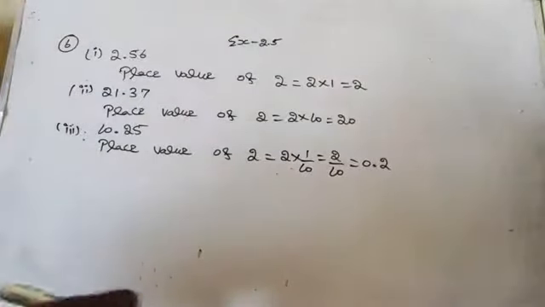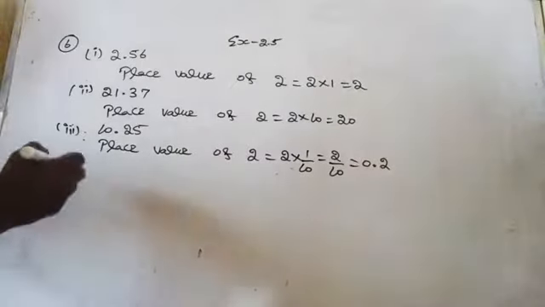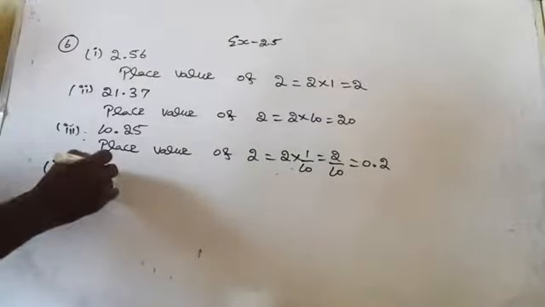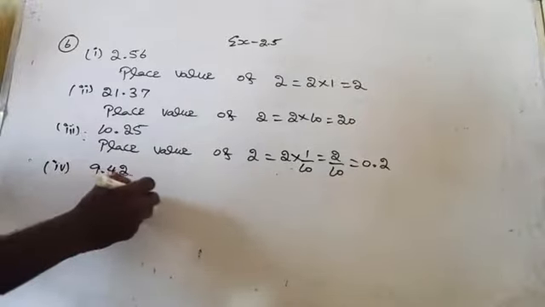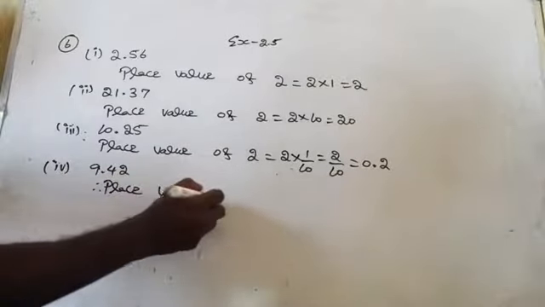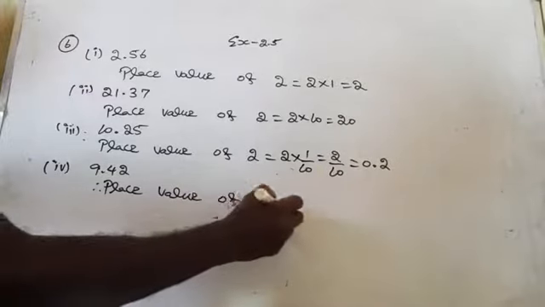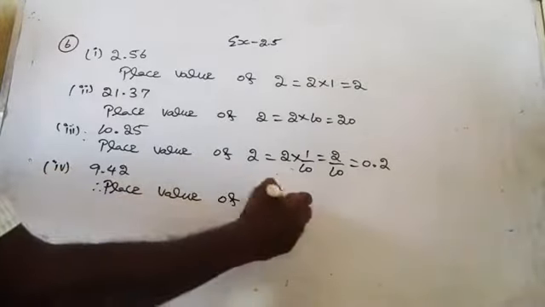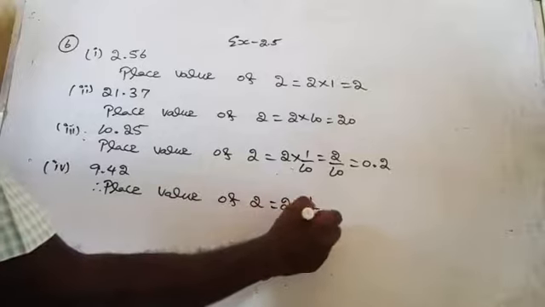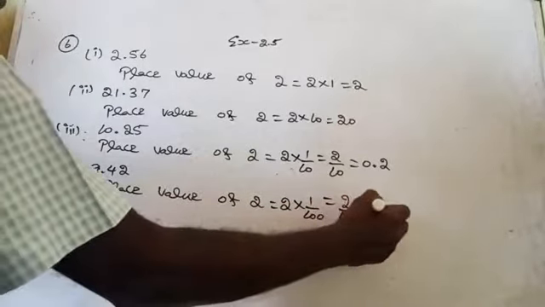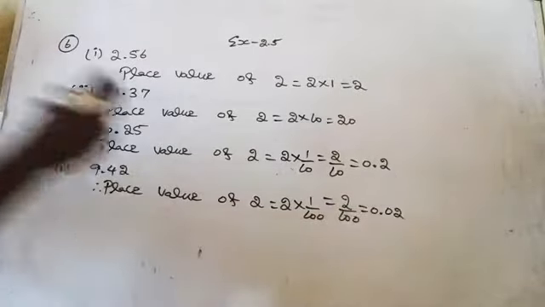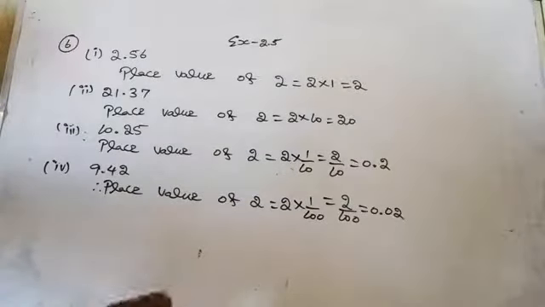The next question is 9.42. Therefore, the 2 is in the hundredths place. So 1 by 100, and 1 into 2 is 2. So 2 by 100, you have to write 2 decimal places. So 0.02. Am I right here?